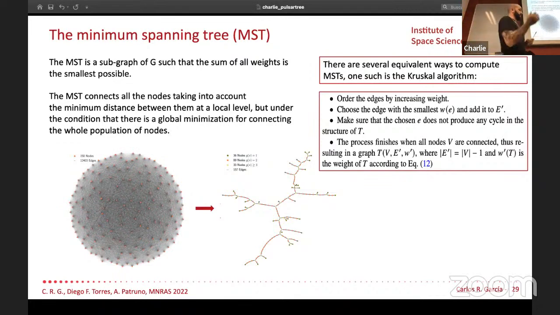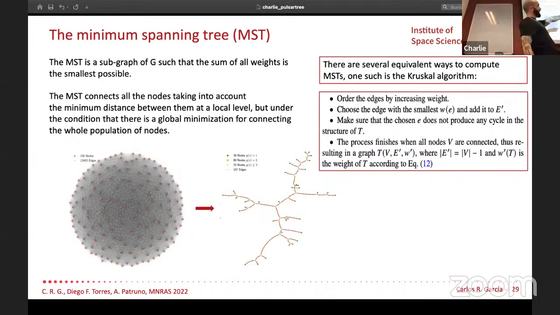The way is really simple. This algorithm orders the edges in increasing weight and takes the smallest one, until it finds that one edge is creating a cycle in your graph. When the algorithm finds that, it rejects that edge and goes to the next one, until it is able to connect all the nodes.